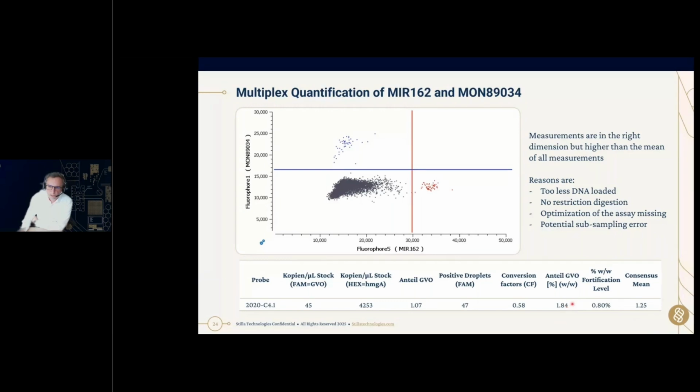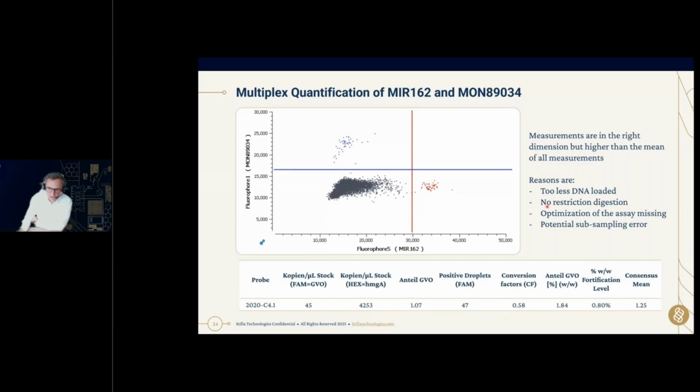And why do we get this data? I guess there are some reasons. For example, I believe we loaded too little DNA. We see here that we got 4,253 copies, and we can even go up much higher in the amount of copies measured. So we could add much more DNA here.